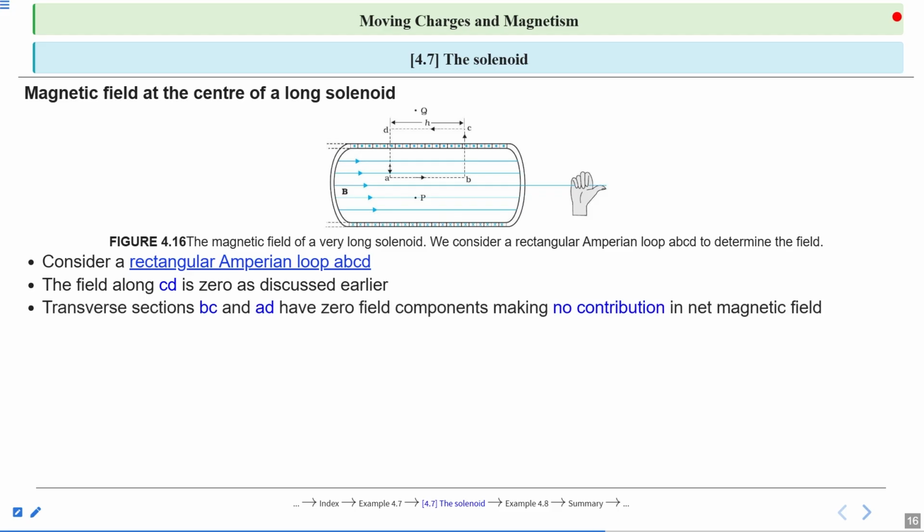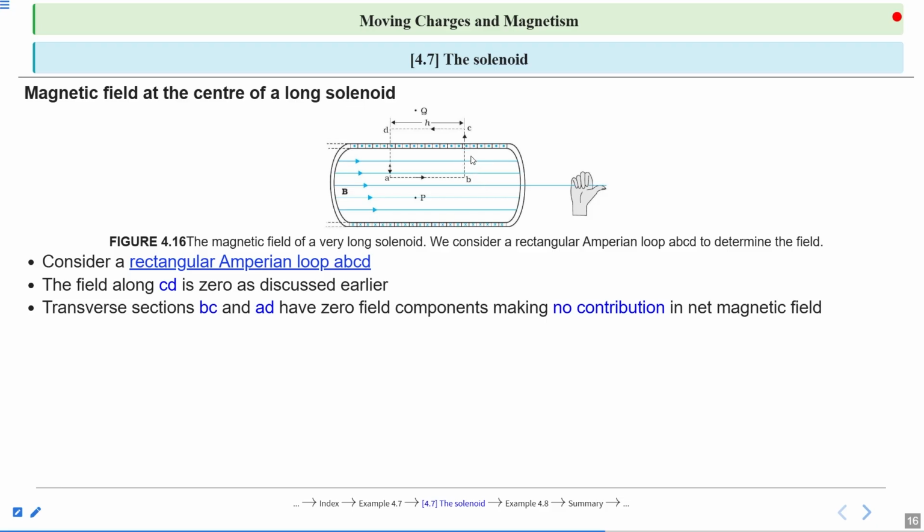Transverse sections BC and AD have zero field components, making no contribution to the magnetic field. The CD section is half outside and half inside, and for the inside part, CB, you can see the magnetic field is perpendicular to this section.